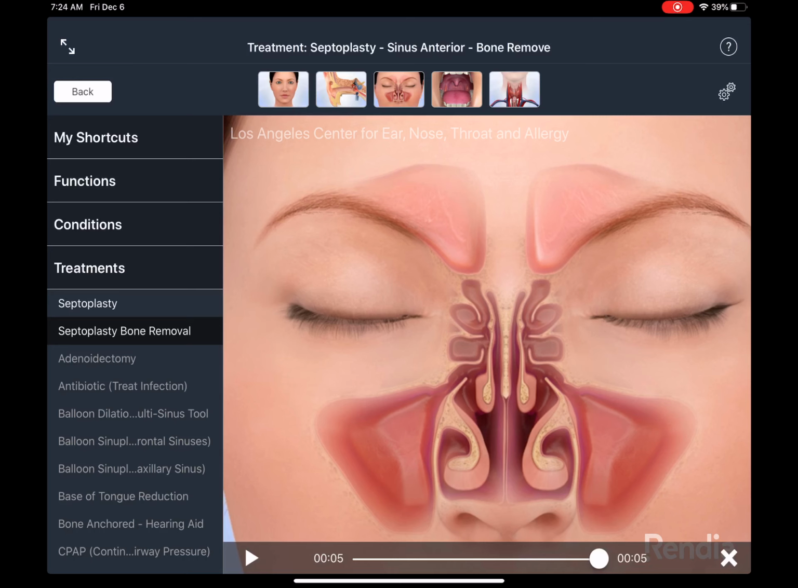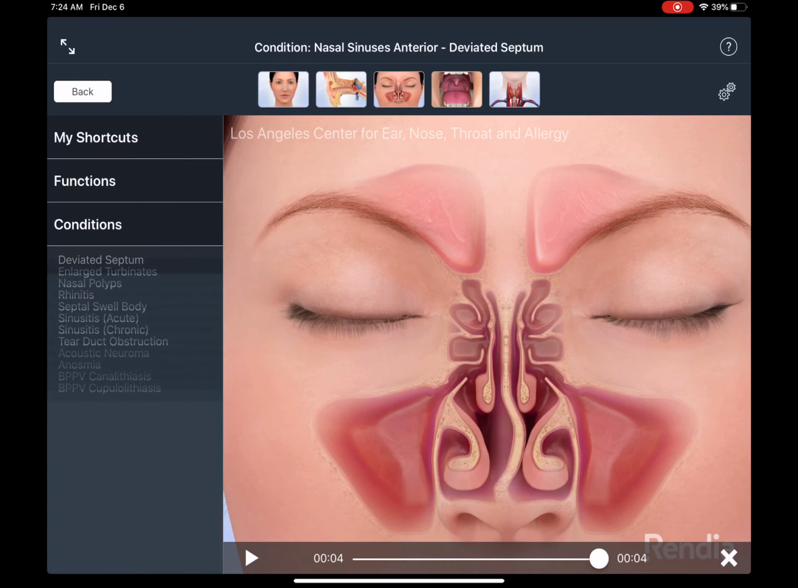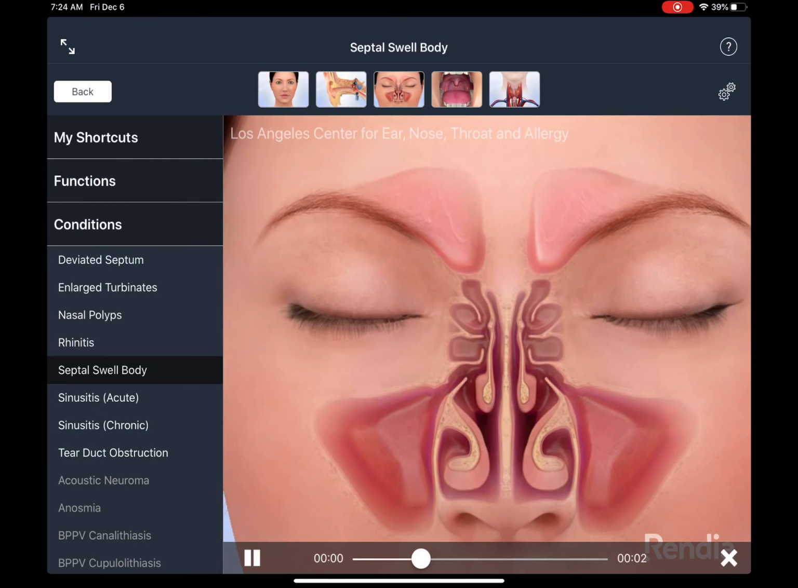With my minimally invasive total nasal airway procedure, I'm addressing multiple different issues with two different techniques. Number one, you have this deviated septum, and many patients also have what are called septal swell bodies, as well as just generalized inflammation inside the nose.